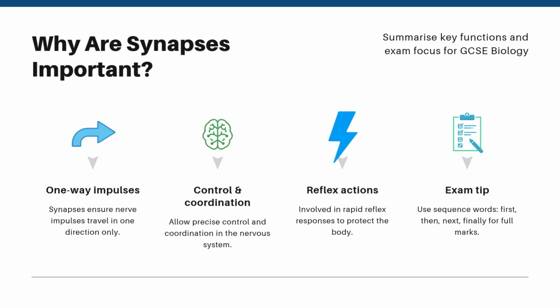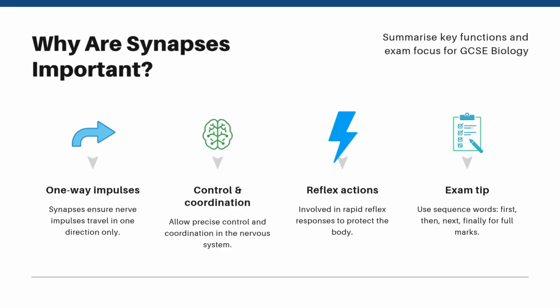So why does this actually matter? The first thing is synapses make sure signals only travel in one direction. Why? Because neurotransmitters are only released from one side and receptors are only on the other. It's like a one-way street, no reversing. Second, they help control and coordination. Your brain can decide whether or not to pass on a signal, so not every impulse gets through. That's important, otherwise your body would be in chaos. And third, synapses are involved in reflexes.